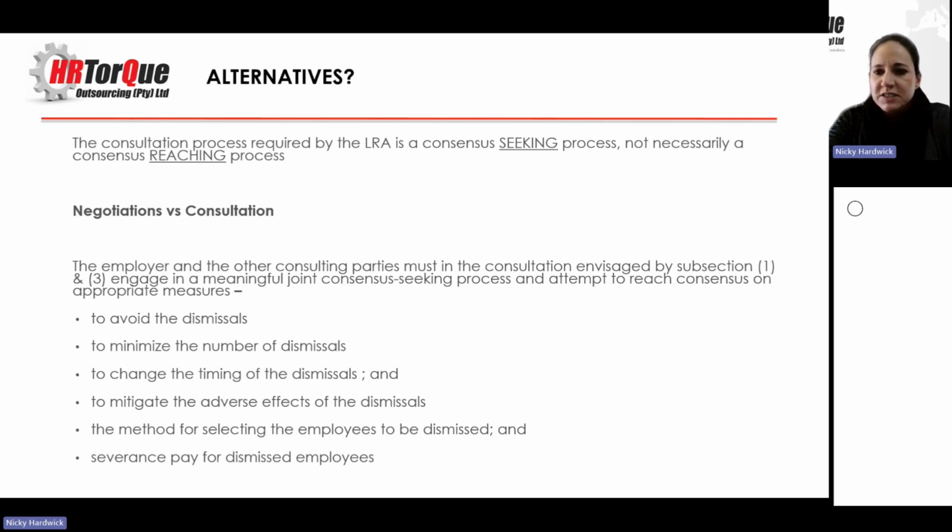Okay, Cecilia has another question. Can an employee go to the CCMA if they've accepted a voluntary separation or voluntary retrenchment? Yes. So you can have in the agreement that it is in full and final settlement, and it's very important that you do have that in there.